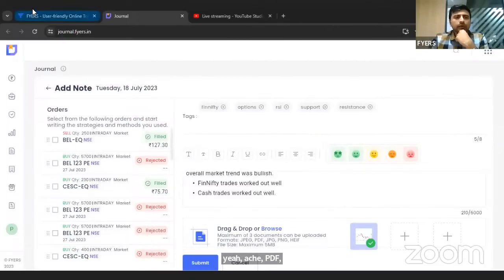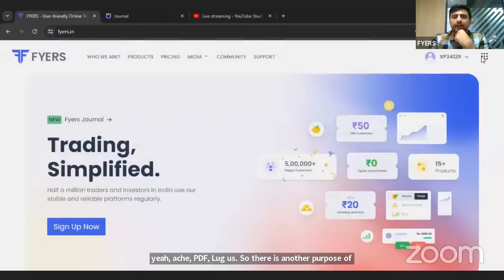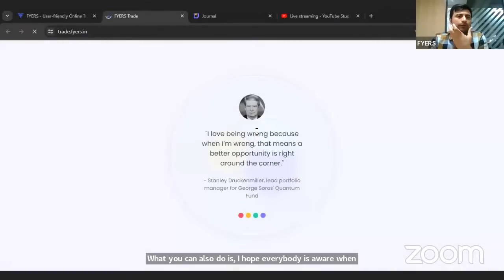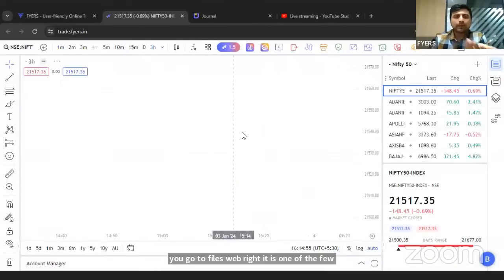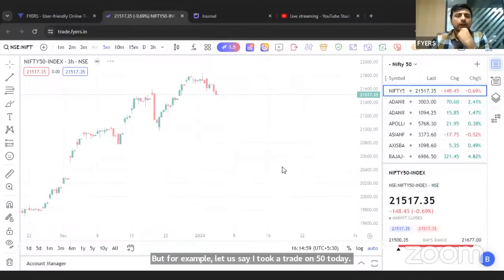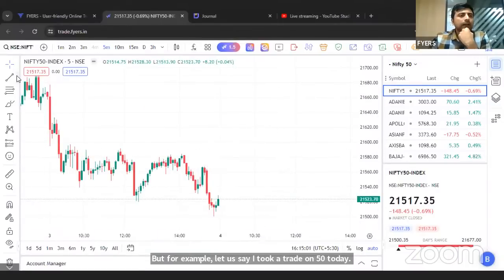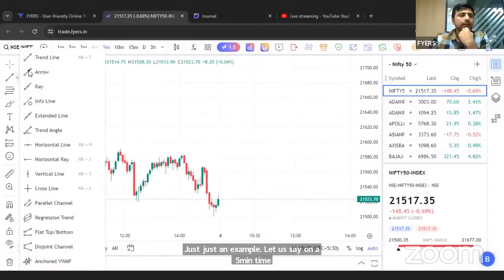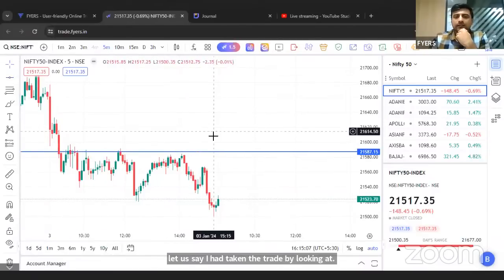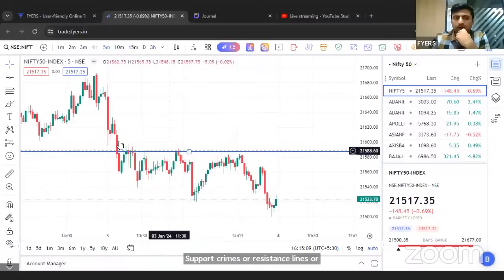What you can also do is, I hope everybody is aware, when you go to FYERS Web, right? It is one of the few platforms जहां पे आप directly screenshots ले सकते हैं. For example, let us say I took a trade on Nifty today. Just an example. Let us say on a 5 minutes time frame, and let us say I had taken the trade by looking at support lines or resistance lines or something. Let us say I had taken a short trade here.